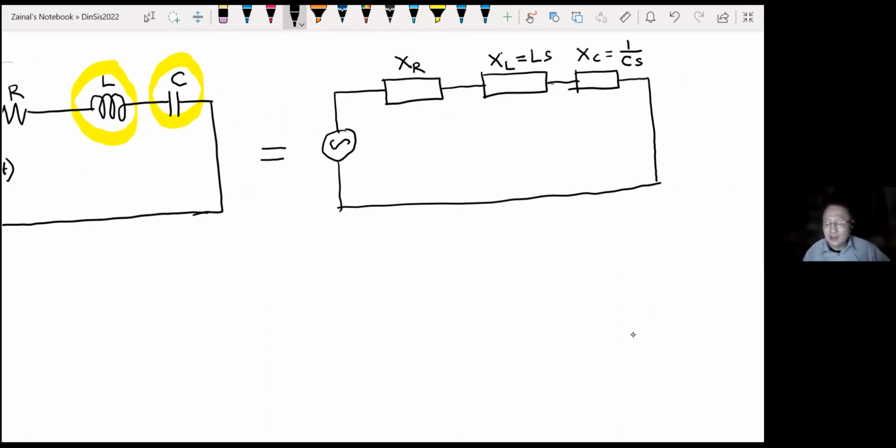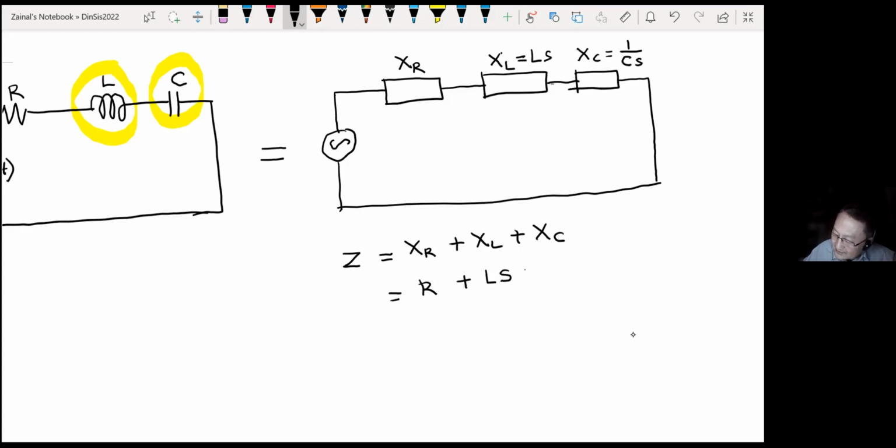Right? So because this one is in series, if you want to find Z, Z is just the same with XR plus XL plus XC. Very simple. This one is just R. This one is L multiplied by S. And this one is 1 over C multiplied by S, which is very simple. Any question?